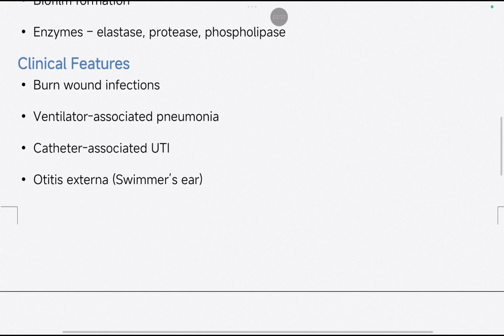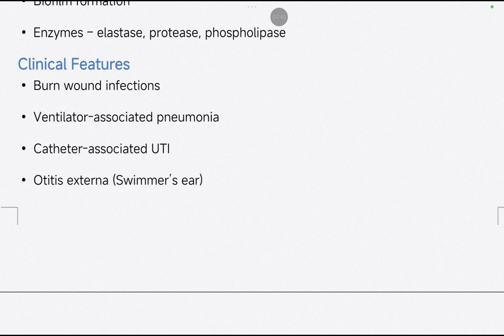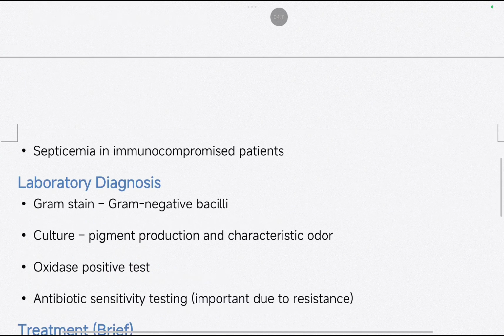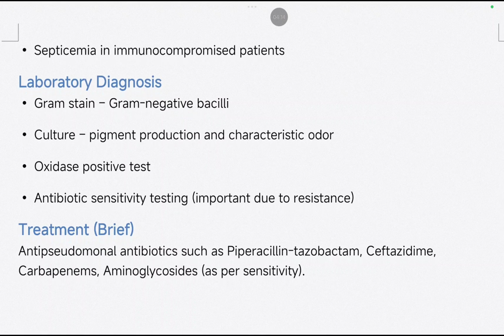What are the clinical features? It is highly present in burn wound infections and ventilator-associated pneumonia, the most common. That is why whenever a patient is on a ventilator, a lot of antibiotics are given so that there is no nosocomial infection, especially of this species. Also catheter-associated UTI, along with otitis externa, swimmer's ear. When people go swimming in a pond or lake, this is present in the water, and it comes inside the ear and creates problems. And in a totally immunocompromised patient, it can even cause septicemia.